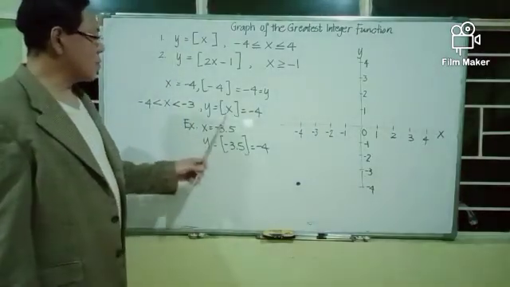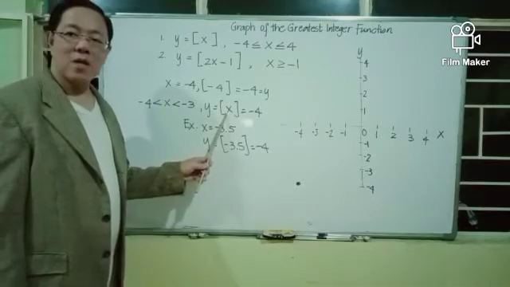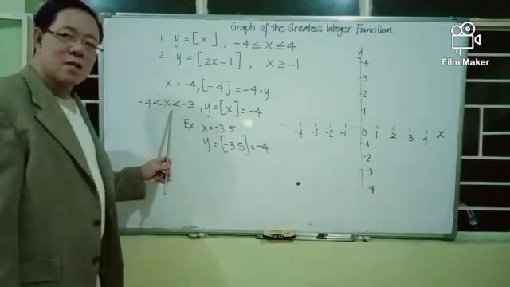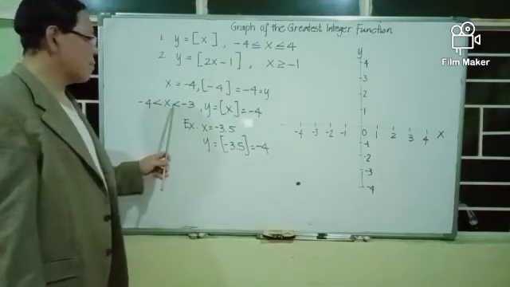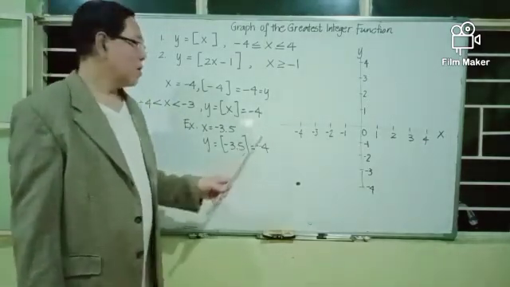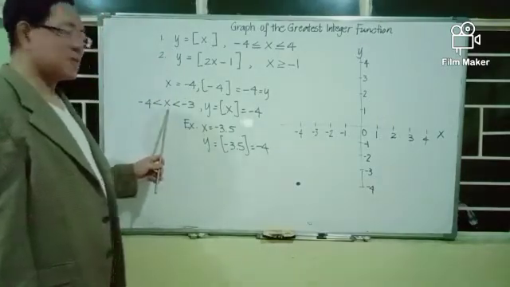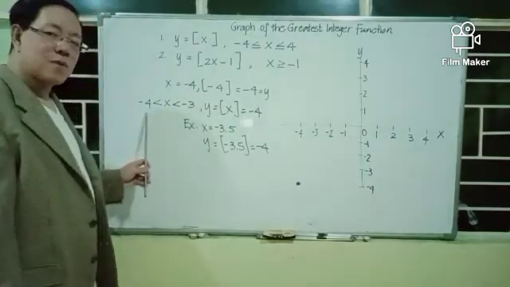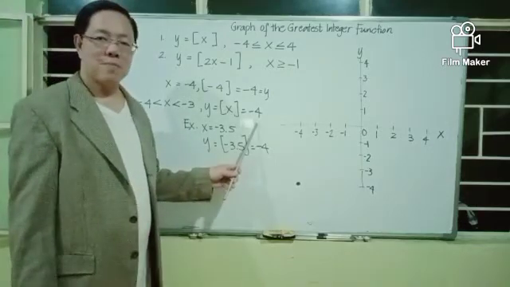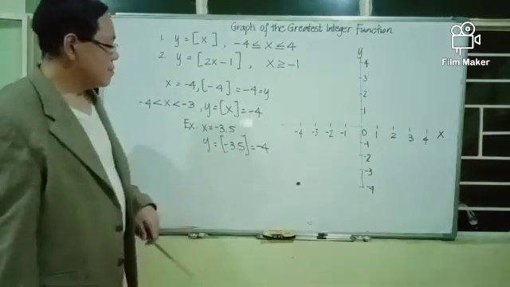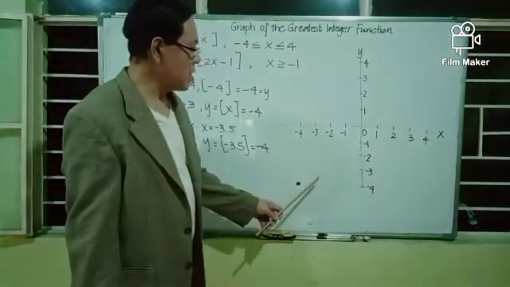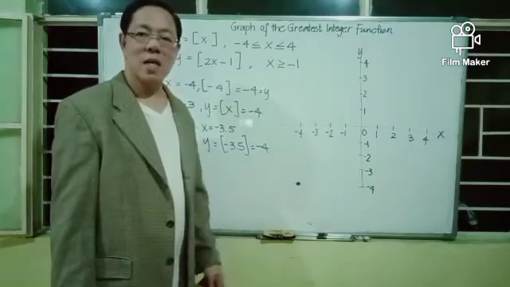And this is true: the value of y, or the floor of x, if x is greater than negative 4 but less than negative 3, is negative 4. The value of y for these values of x greater than negative 4 and less than negative 3 is negative 4. So from negative 4 up to negative 3, the value of y is negative 4.